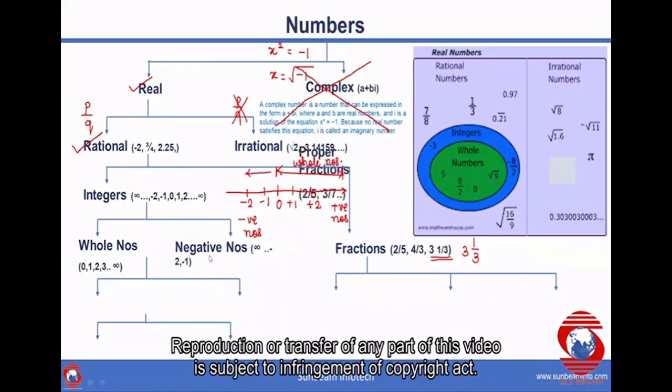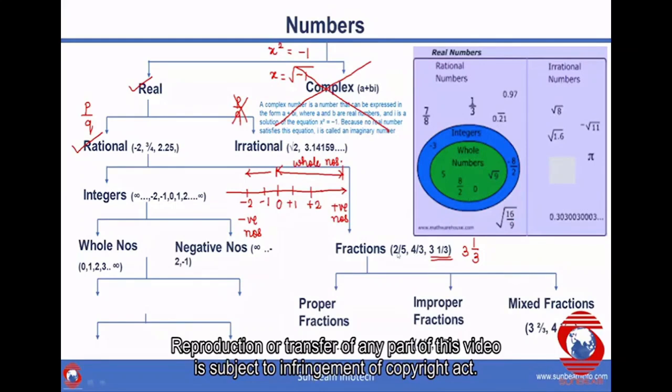Now, in case of fractions, as I said, they can be written in the form of a ratio, like 2/5, 4/3, but there are subtypes. What are proper fractions? Proper fractions are fractions in which, for example 2/5, this is the numerator and this is the denominator. If the numerator is smaller than the denominator, then it is a proper fraction.